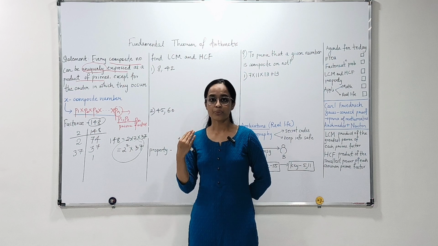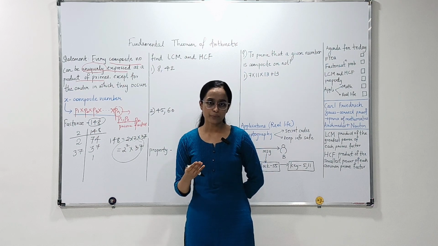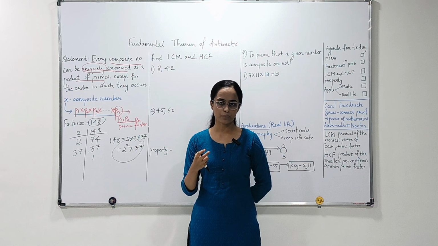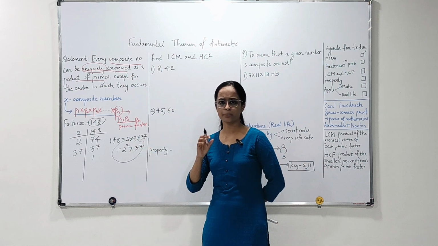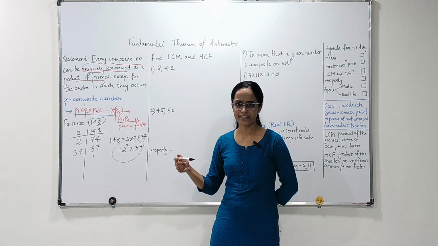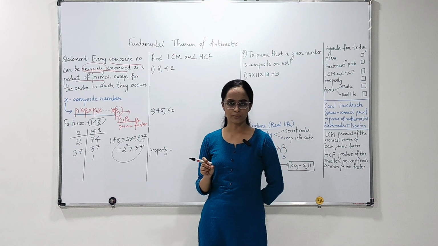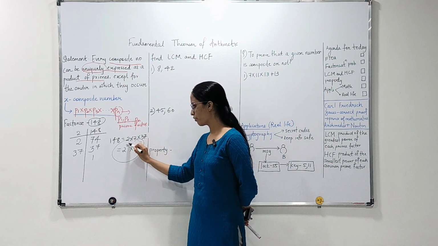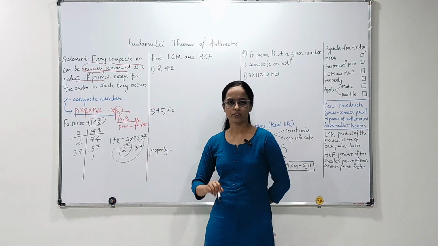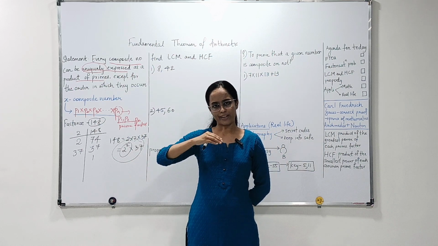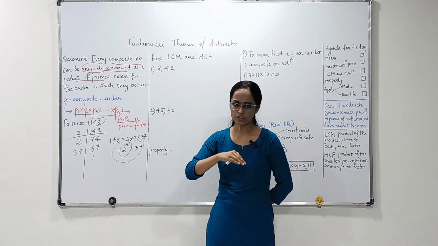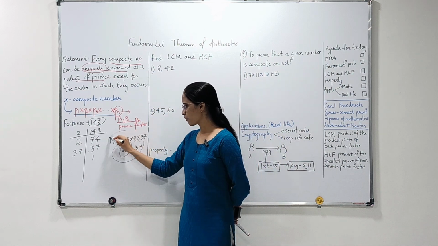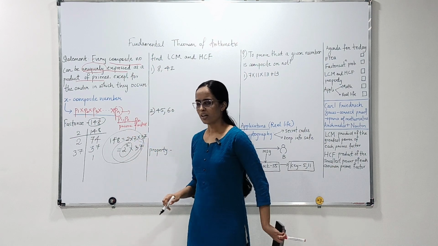But for presentation purpose, for clarity at a glance, you should place the factors in their ascending order and try to club the similar factors, meaning 2 into 2, I have written it in terms of powers. So you have to write the factors in terms of powers and also in ascending order, meaning small to big. So this is how you are going to factorize any number.